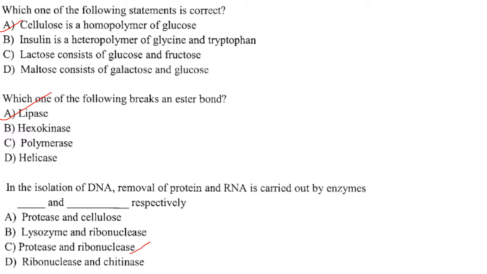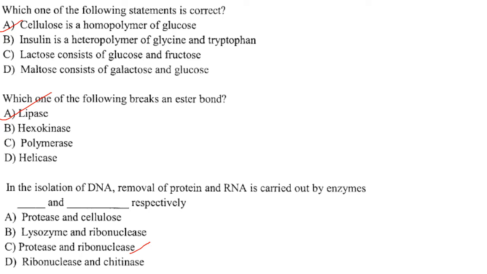Then next one. Which of the following breaks an ester bond? So lipases catalyze the hydrolysis reaction of lipid ester bonds resulting in alcohols and fatty acid. So the answer here is option A. Then next one. In the isolation of DNA, removal of protein and RNA is carried out by the enzyme dash and dash respectively. So it is carried out by protease and ribonuclease.